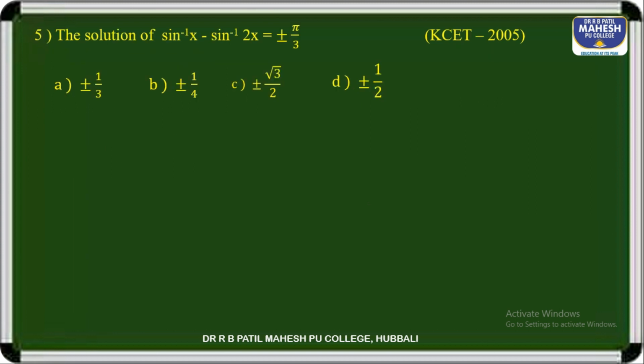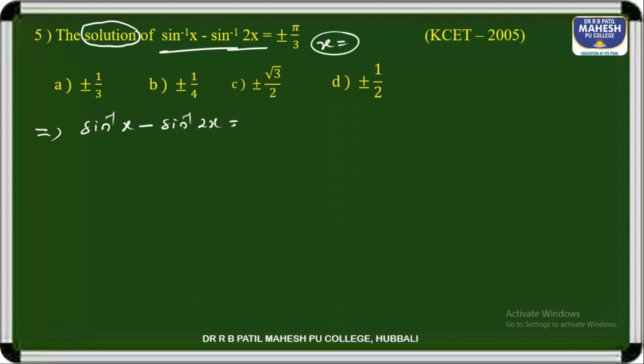Let us move to question number 5. The solution of sin inverse x minus sin inverse 2x is equal to, dear students, the solution they are asking means the value of x you have to find out, because it is an inverse trigonometric equation. So you need to find out the x value. That x value is itself the solution. Then shall I consider this given expression? Yes, sin inverse x minus sin inverse 2x equal to plus or minus pi by 3.